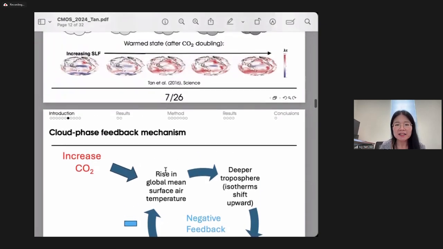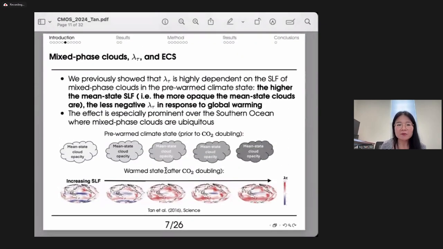Tying this back in with the previous slide, recall that starting off with higher SLFs in the pre-global warming state will always result in a weaker or less negative, sometimes even positive, cloud optical depth feedback in response to global warming. You can basically think of these clouds with the higher SLFs as having a cloud phase feedback that's already saturated. And so there's less potential for liquid to replace ice in the cloud phase feedback.